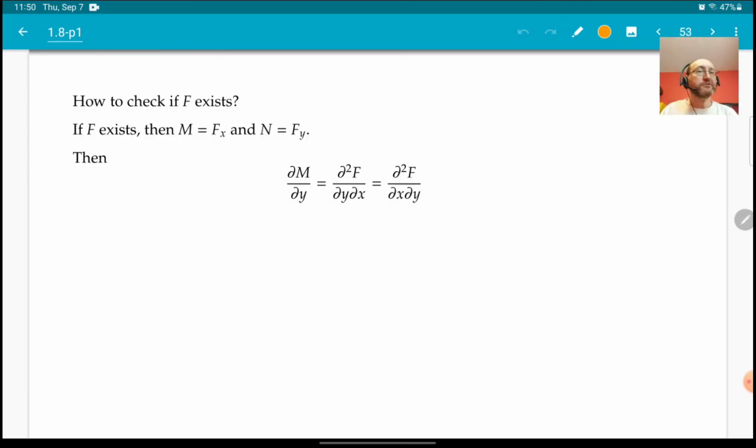Now we know that as long as you have continuous derivatives, and we're assuming that all the derivatives are nice, you can take these derivatives in any order. You can take the x derivative first or the y derivative first. It doesn't matter. You should get the same thing. Well, that's the same thing as taking the x derivative of n, which is f sub y. So what we really get is that if the equation is exact, so if f exists, then you'd better get that the y derivative of m is equal to the x derivative of n.